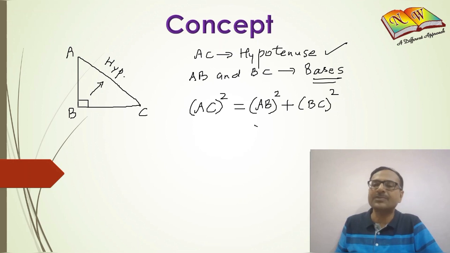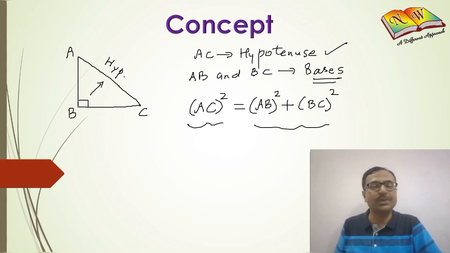So the sum of squares of the two bases, that means the two sides which form the right angle, is always equal to the square of the third side, which is the hypotenuse. So the square of the hypotenuse is equal to the sum of squares of the other two sides. This is the unique property of a right angle triangle.